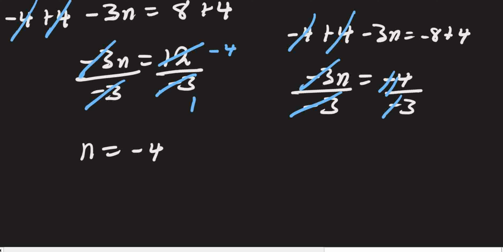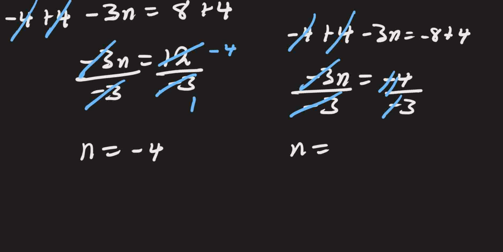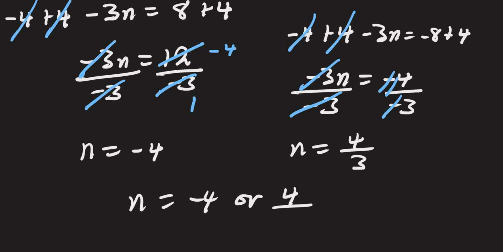Therefore, n is equal to 4 over 3. So n is equal to negative 4 or 4 over 3. So this is the answer to this question, and I hope it makes some sense. All right, let's go on to the next question.